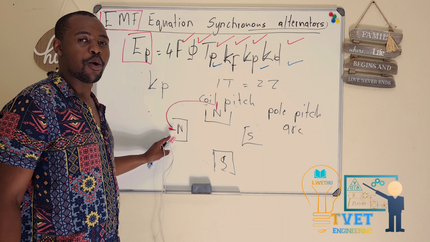So if you see this turn, let's say I make a loop with this wire. This wire has this side, this side, this side, and this side. The distance between the sides of a loop, or a turn, this side and this side, we call that a coil pitch.